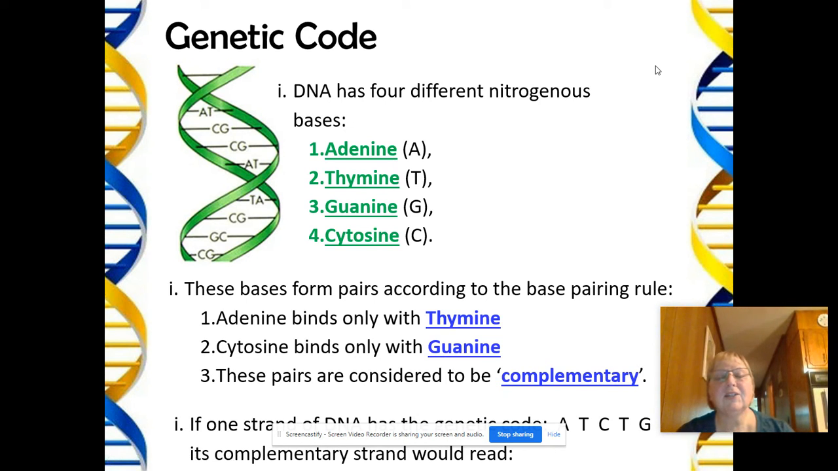So this is part 2 of DNA fingerprinting. DNA has 4 different nitrogenous bases: adenine, thymine, cytosine, and guanine. These bases form pairs according to this rule. Adenine will only bind with thymine, and cytosine only binds with guanine. These pairs are complementary. Remember, A-T, C-G.